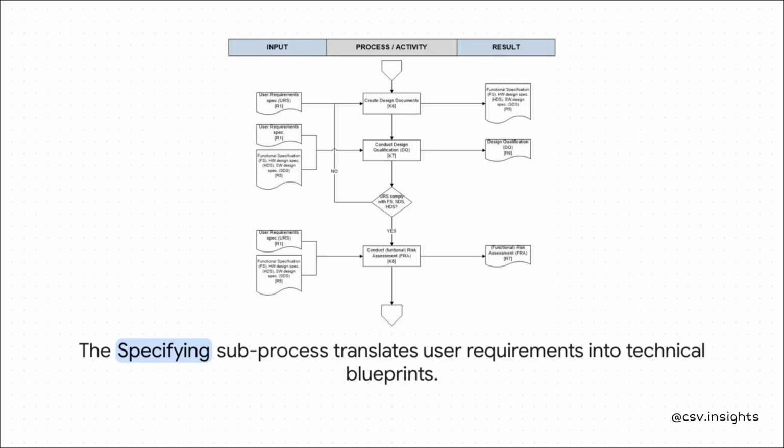Next, we move down the V and get a bit more technical. The specifying stage is where we take the what the user asked for and we translate it into the how for the developers.